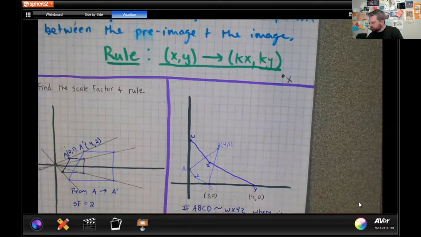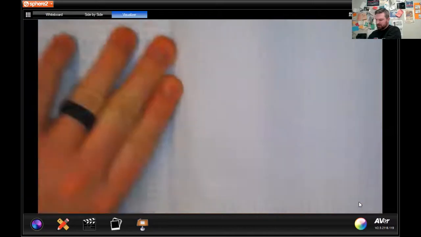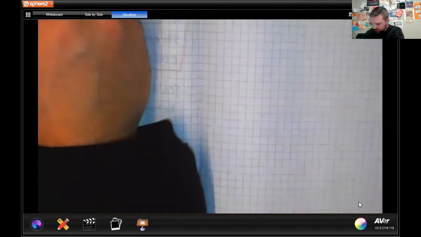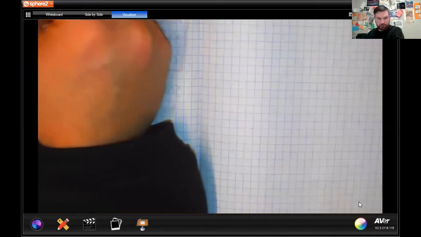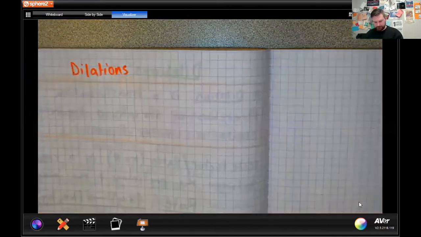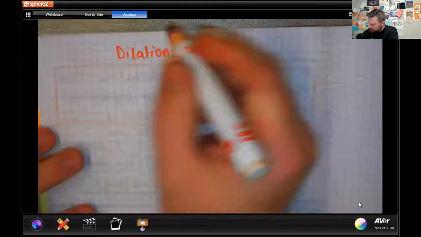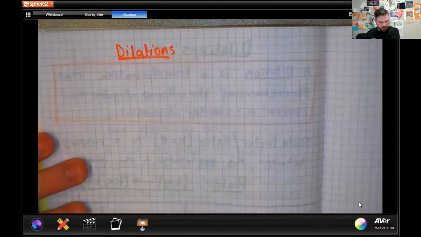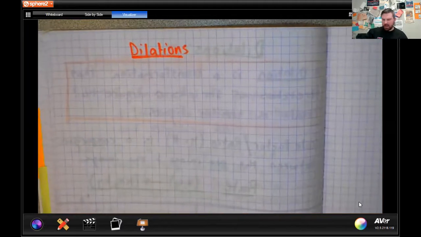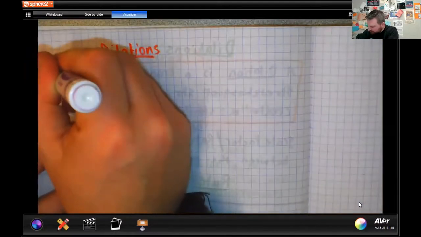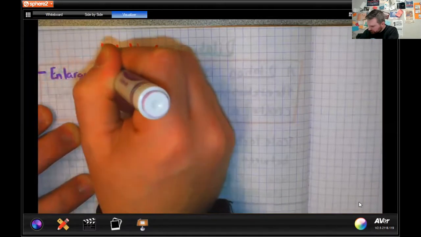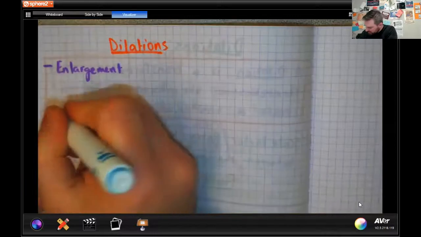All right, let's flip the page onto page 66 and talk about types of dilations. We'll finish part of this, and then I'm going to stop so you can get some practice on those first examples. Some things that we can have with a dilation are an enlargement, and we can have a reduction.